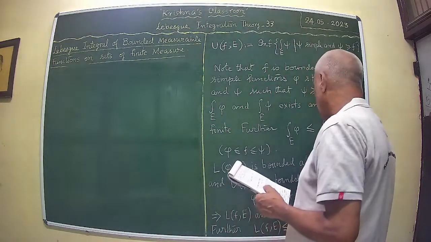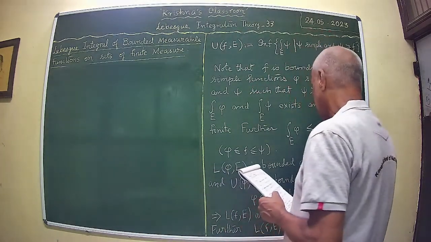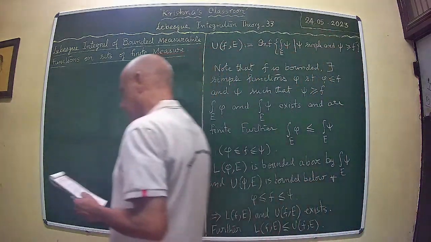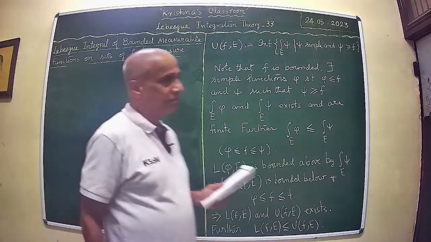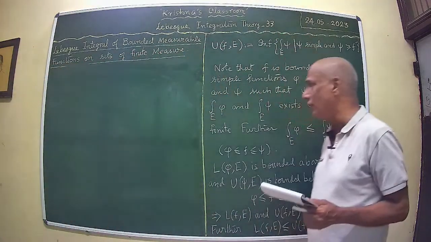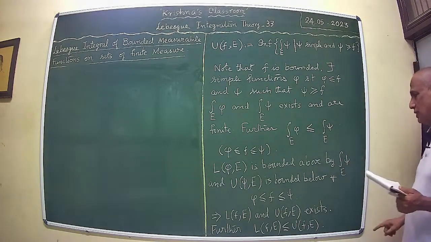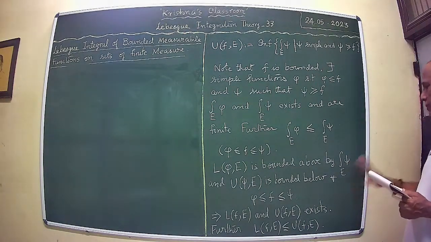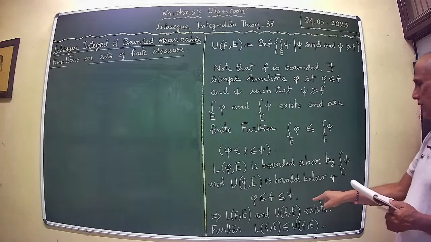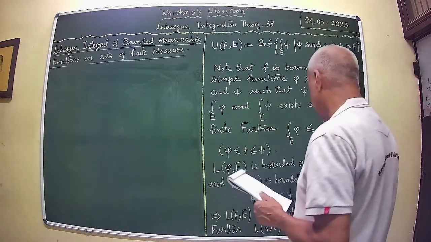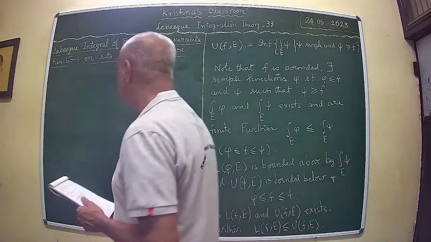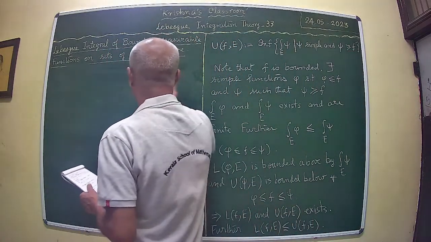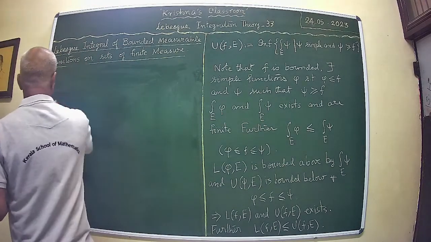So if these two are equal, in the Riemann integral case, you recall the upper integral and the lower integral. When they are equal, you said f is Riemann integrable. Likewise, here we say that f is Lebesgue integrable if both LFE and UFE are equal. Okay, so that's the criteria. We can now write down the definition.